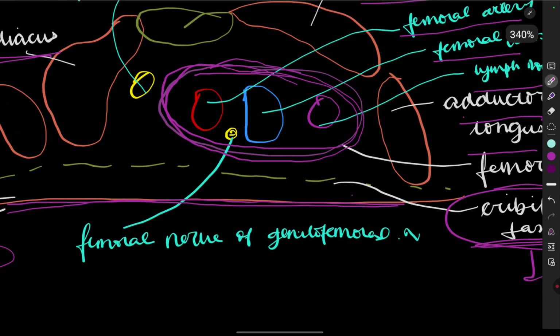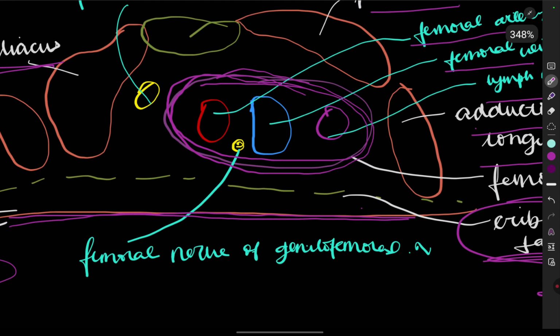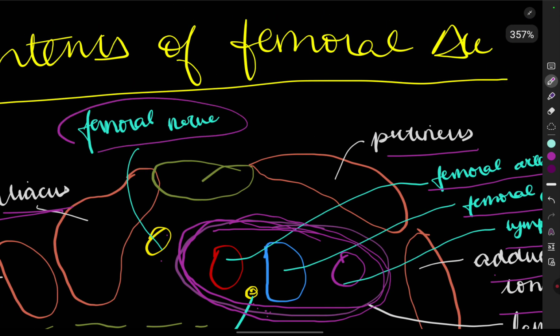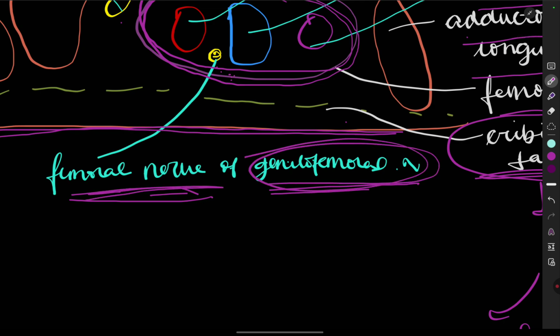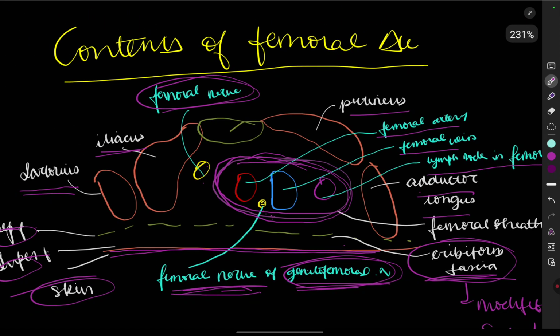And see, don't get confused between these two things: there are two nerves. One lies inside the femoral sheath and one lies outside the femoral sheath. Inside the femoral sheath we have the femoral branch of the genitofemoral nerve. There is a genitofemoral nerve, and its branch is the femoral branch. Outside the sheath is the femoral nerve only. It is not a branch, it is the femoral nerve, and this other one is a branch of the genitofemoral nerve. Just remember this. And these are the contents of the femoral triangle.